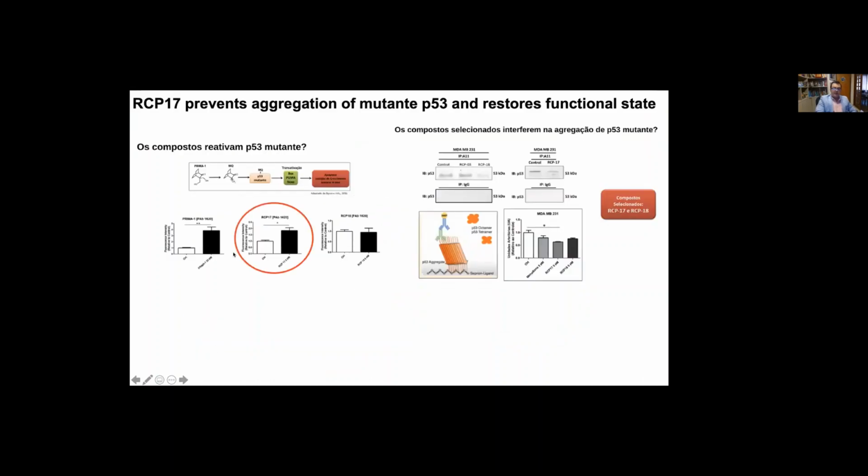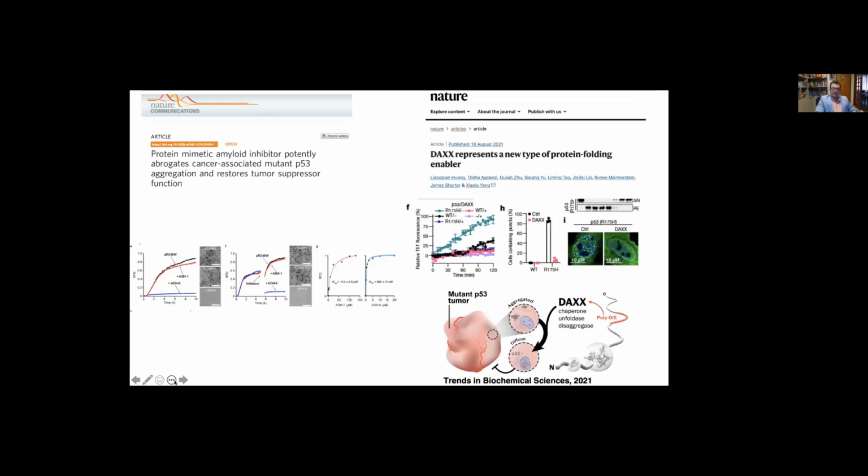This is clearly shown here in this experiment, where we use this antibody that shows the recovery of the folded state of p53 when treated with RCP17. We have complete recovery, and we also have less aggregation in this immunoprecipitation assay, and that's shown both here using different immunoprecipitation or using this assay that reveals the aggregation.